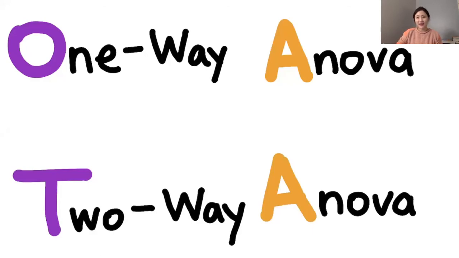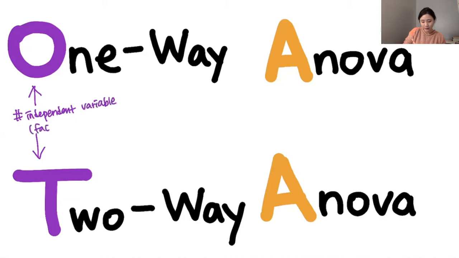Hello, I'm your TA. In this video, I'm going to share my understanding of one-way ANOVA and two-way ANOVA with hand calculation. The 1 and 2 mean the number of independent variables. We usually call these factors. So 1 and 2 mean the number of independent variables, which are factors. And the A in ANOVA means the number of dependent variables.